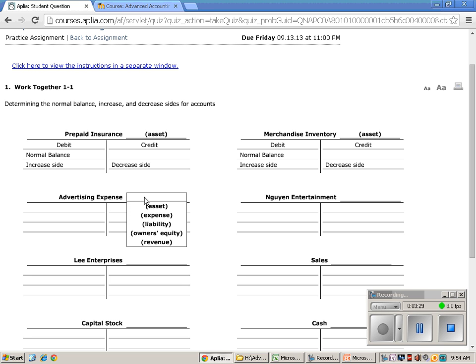Okay? Advertising expense. So an expense is going to be an expense. And an expense, we got debit, credit. Expenses, when they go up, is always going to be a debit. Increase side, decrease side.